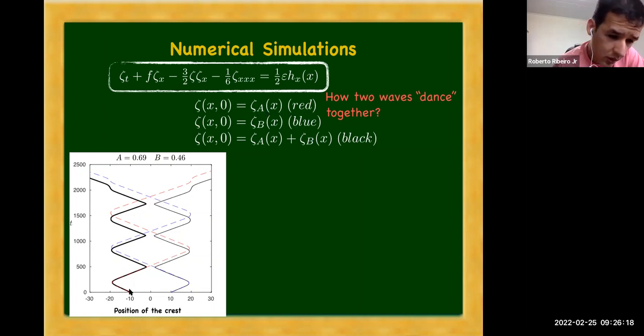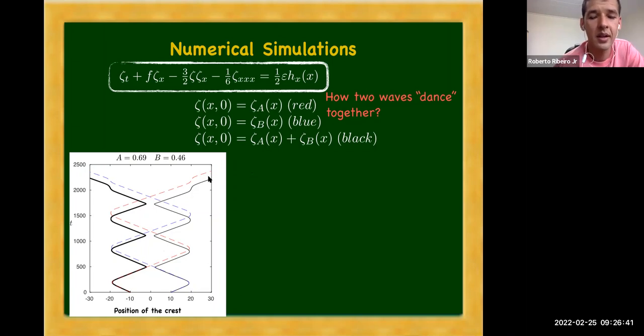So if we track the red line, we see that this wave oscillates among the bumps, because the bumps are located, one here at -20, another one at 20. Then eventually the wave escapes. The same goes for zeta B.